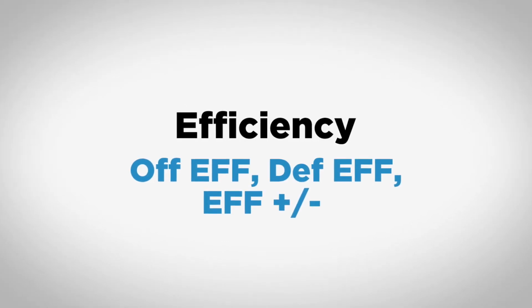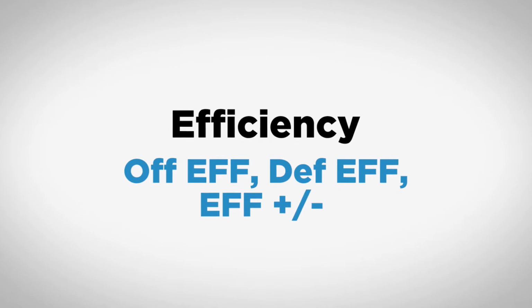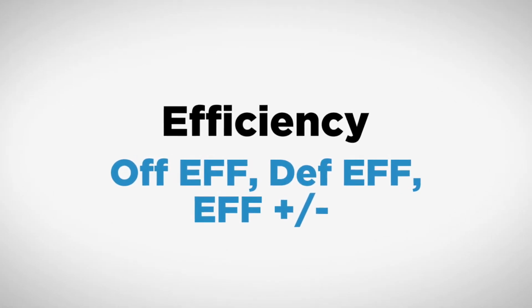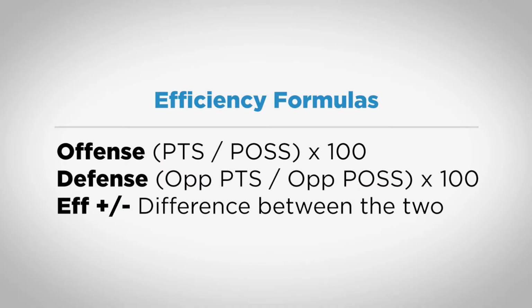Today in Analytics Academy, we're talking about three different stats that measure efficiency: offensive efficiency, defensive efficiency, and efficiency margin. As you can see, the formulas for these are pretty simple. Offensively, it's just points per possession times 100. On the defensive side of the ball, it's the same thing: your opponent's points per possession times 100. Efficiency margin is just the difference between those two stats.